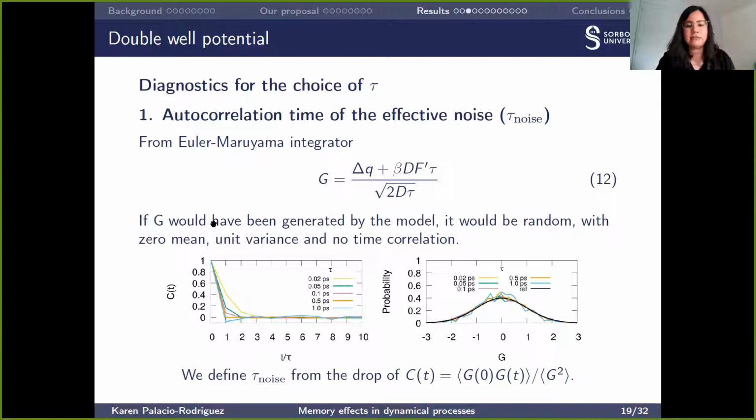If the noise has been generated by the model, it will be random with zero mean, unit variance, and no time correlation. So we compute the distribution of the noise, and as you see, the overall shape is as expected, a Gaussian function, zero mean, unit variance, and so on. But for big tau, we see deviations from the ideal behavior. And from the correlation function of the noise, we see that for a big tau, you decorrelate in the first step, but for a small tau, you need several steps to decorrelate the noise.